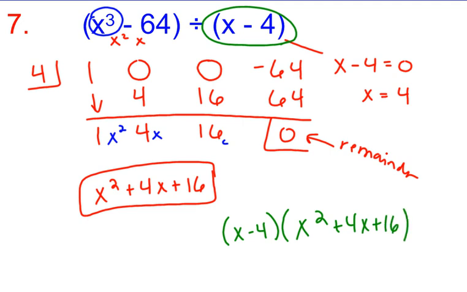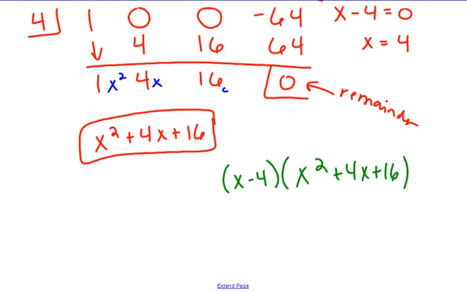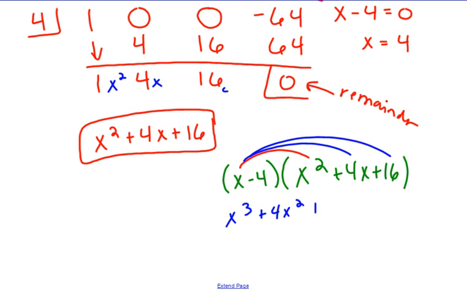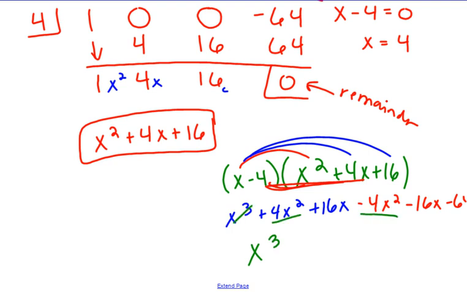Let's just do that quick to prove to you how this works, so you can kind of see that. I'm going to distribute the x to all three spots. So it'll be x cubed plus 4x squared plus 16x. Then I'll distribute the negative 4 to all three spots. So I'd have negative 4x squared minus 16x minus 64. So notice now I have x cubed, my 4x squareds add up to 0, my 16x's add up to 0, so I have x cubed minus 64, which is our original problem.